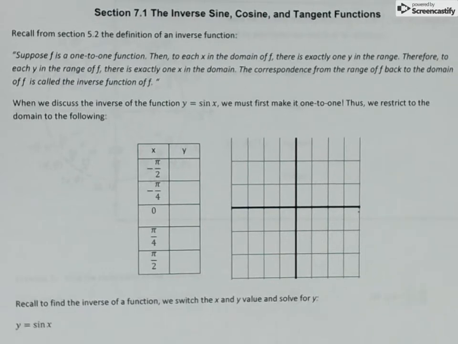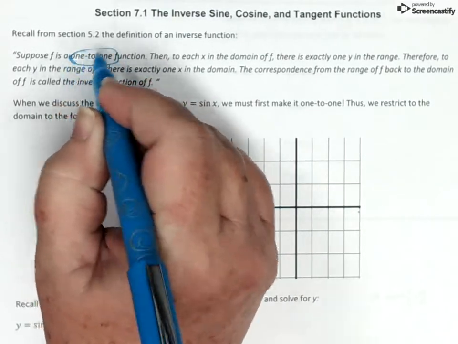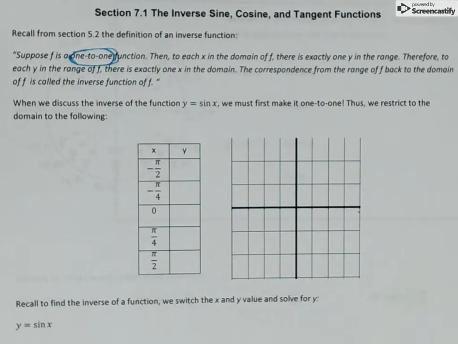Okay, so today we're going to be going over section 7.1, which is the inverse sine, inverse cosine, and inverse tangent functions. So let's go back and think about chapter 5, where we talked about inverse functions. When we talked about inverse functions, we knew that a function had to be 1-to-1. So let's remember what that means. 1-to-1 meant that it passed the vertical line test and the horizontal line test.